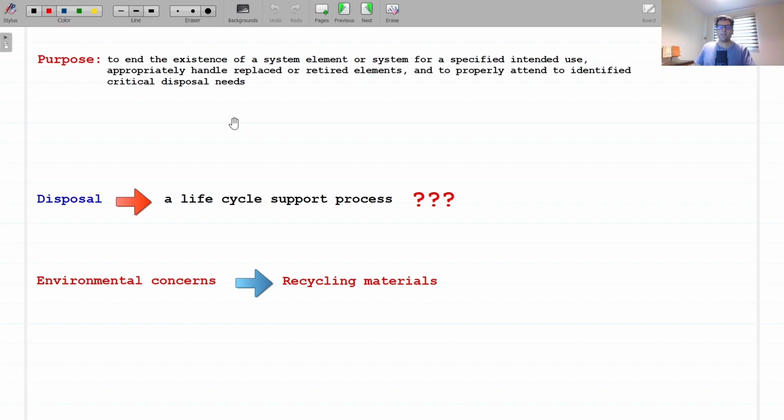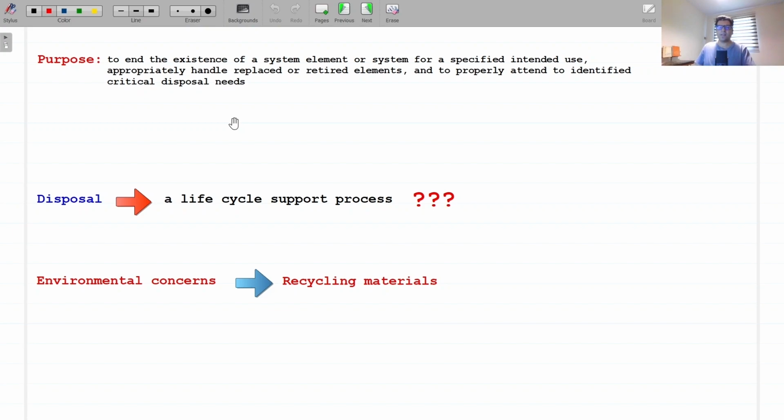Disposal is a lifecycle support process because concurrent consideration of disposal during the development stage generates requirements and constraints that must be balanced with defined stakeholders' requirements and other design considerations. Further, environmental concerns drive the designer to consider reclaiming the materials or recycling them into new systems.